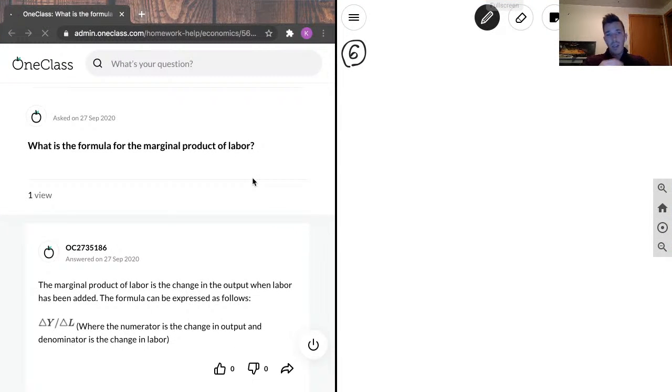Question 6 reads, what is the formula for the marginal product of labor? The marginal product of labor is the change in the output when labor has been added. The formula can be expressed as follows, change in Y over change in L, where the numerator is the change in output and the denominator is the change in labor.